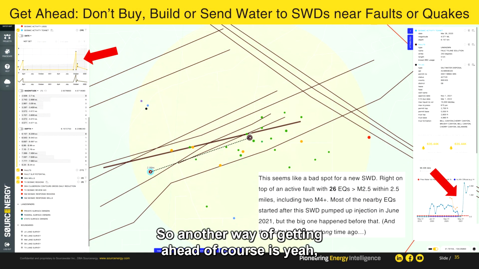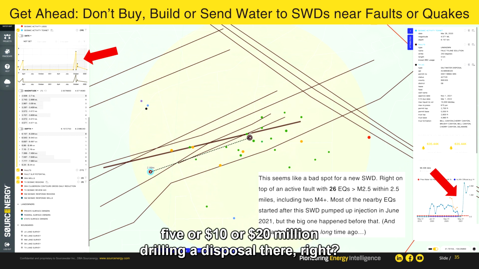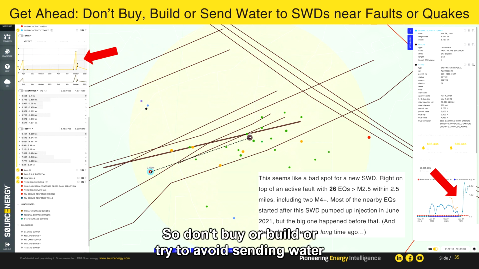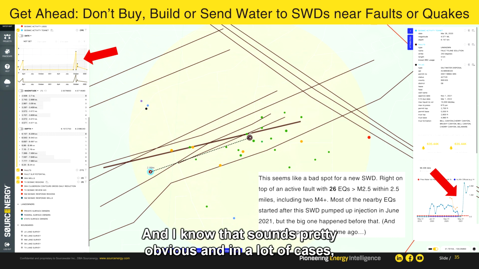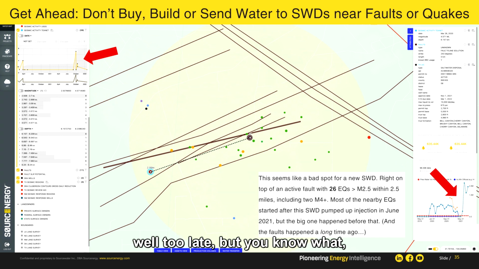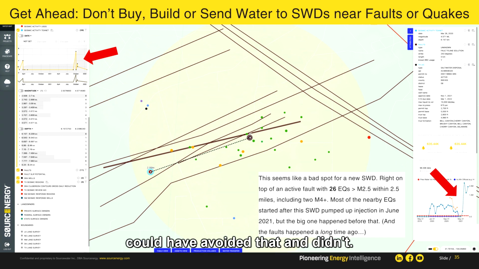So another way of getting ahead, of course, is take a look at where you're going before you spend $5 or $10 or $20 million drilling a disposal there, right? So don't buy or build or try to avoid sending water into saltwater disposals that are really, really near faults or big quakes. And I know that sounds pretty obvious, and in a lot of cases, well, too late. But you know what? We see plenty of examples in our system where somebody could have avoided that and didn't.